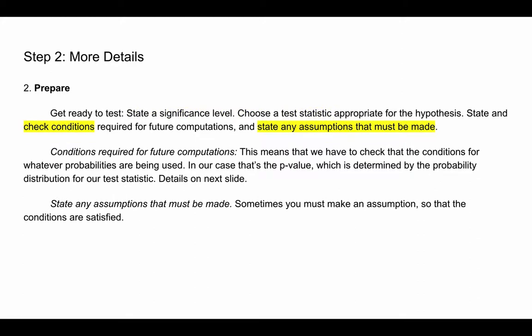Now, what does it mean to check the conditions and then state any assumptions that are made? Well, we have specific conditions that we have to check to make our arguments valid, and I'm going to show you what those conditions are on the next slide. And then assumptions: occasionally we don't know if one of the conditions is true based on the info given, and you have to just say that we'll assume that it's true.